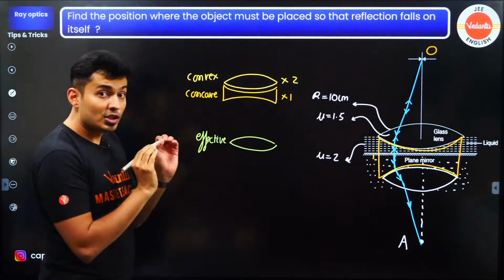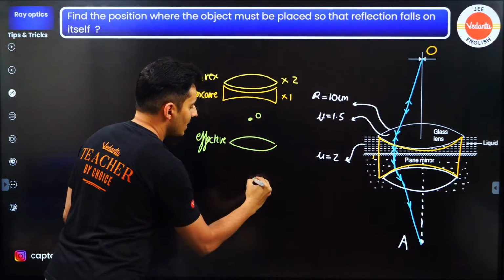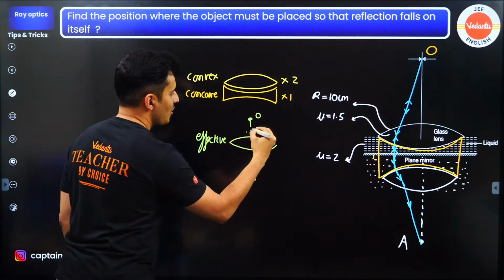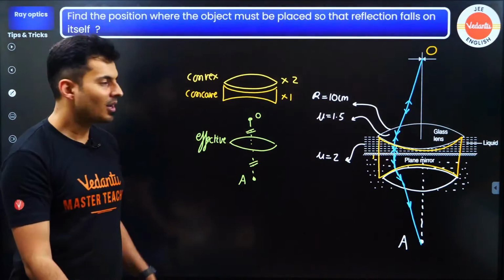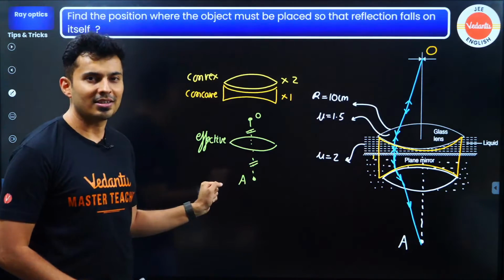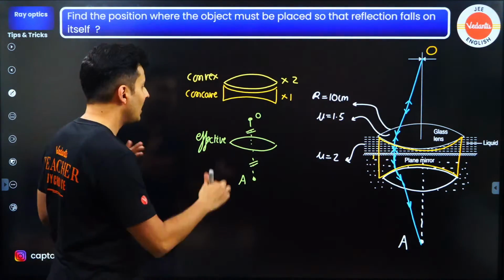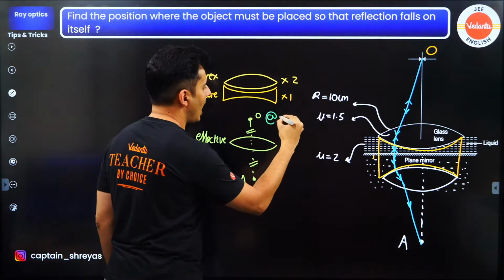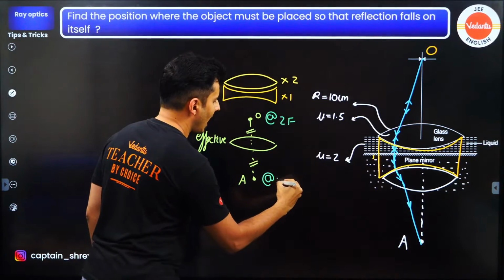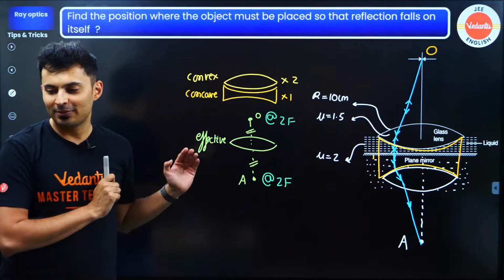Such that the object is here, the image is formed at A, and this distance is equal to this distance. What will such a condition be? When do you think you have a lens where the object distance is equal to the image distance? That's only going to happen in one and only one condition, my dear students, and that is when the object is at 2f. So image will also be formed at 2f. Remember that condition? Object at 2f, image at 2f.